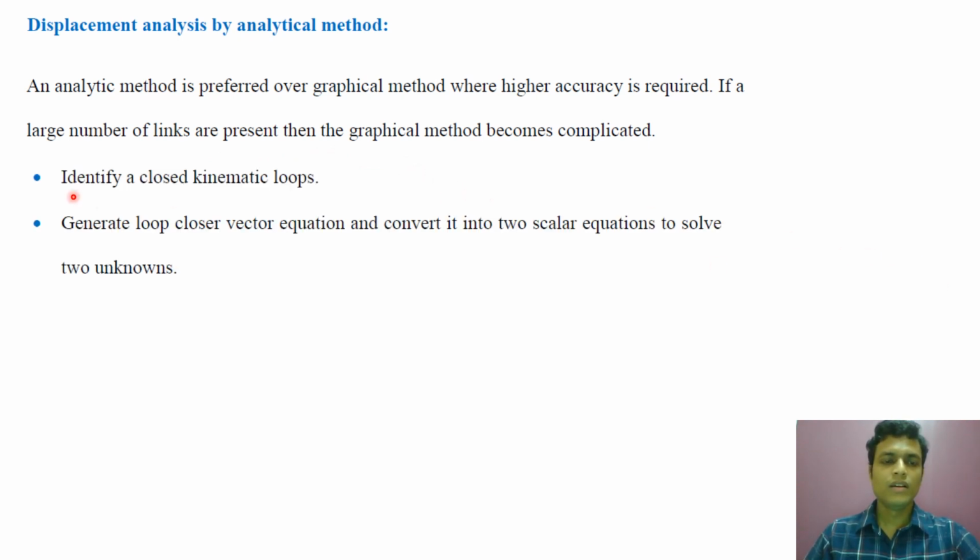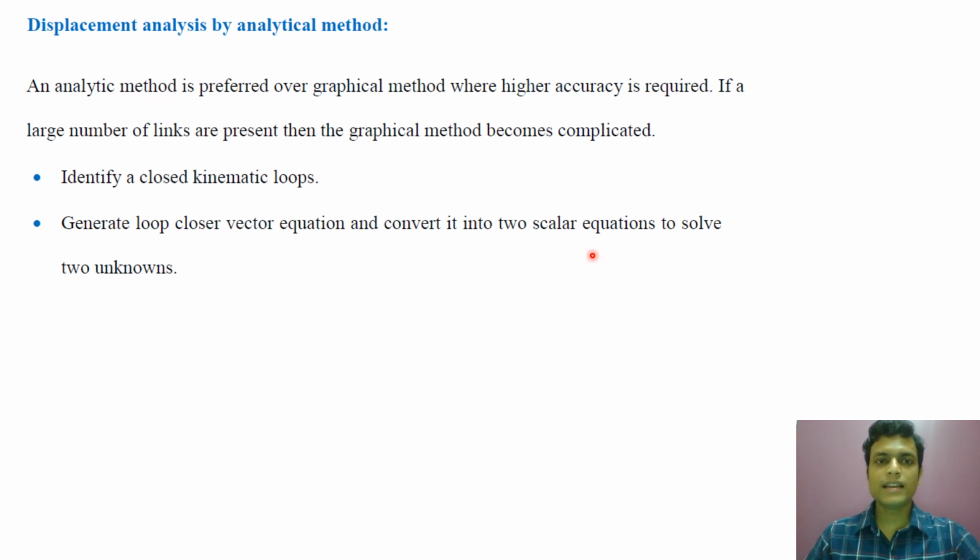So what are the steps to follow in the analytical method? All of us know a mechanism is a closed kinematic chain. So in the mechanism we have to identify a closed kinematic loop. So the first step is to identify a closed kinematic loop. The second step is to generate the loop closure vector equation, and we will convert that equation into two scalar equations to solve unknowns. So we will get two scalar equations, and from these two equations we can solve two unknowns.